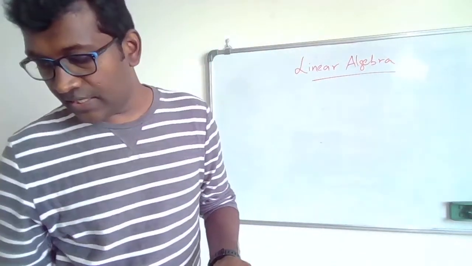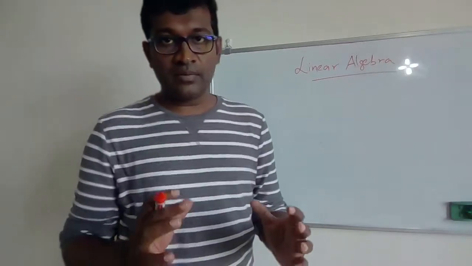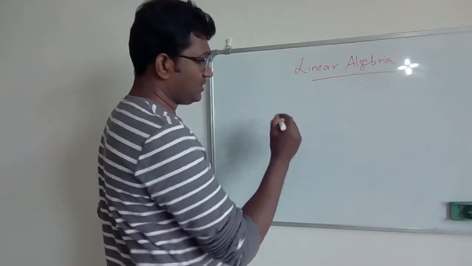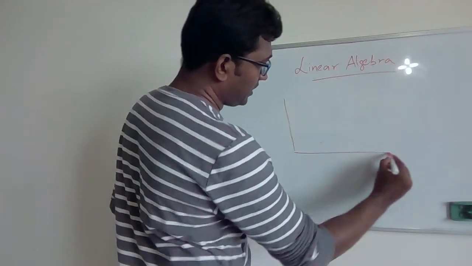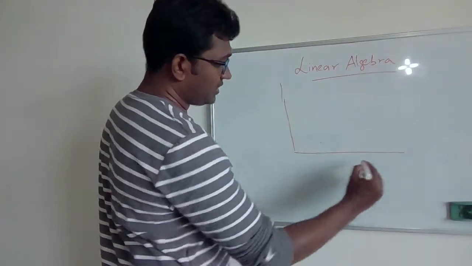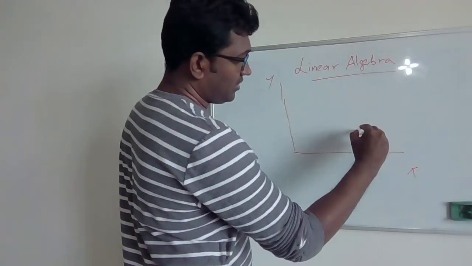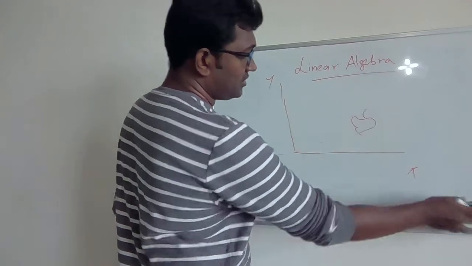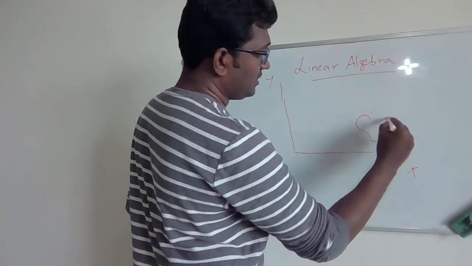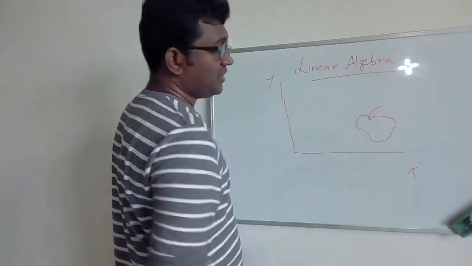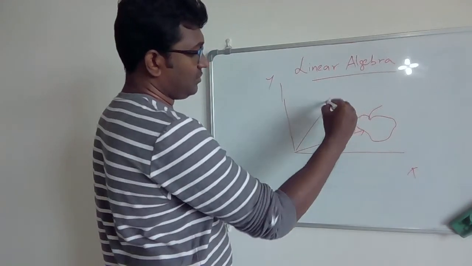Let's say I have an initial position. In order to understand the initial position, I need to talk about vectors. So let's say that we have an xy axis. This is x and this is y, and let's assume that this is an apple. My apple is here, and I want to take the apple from here and place it here.